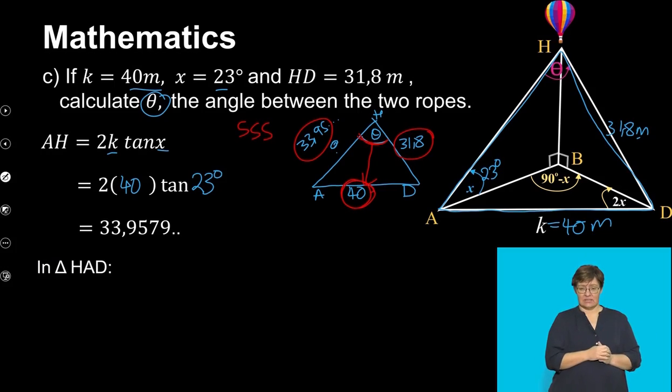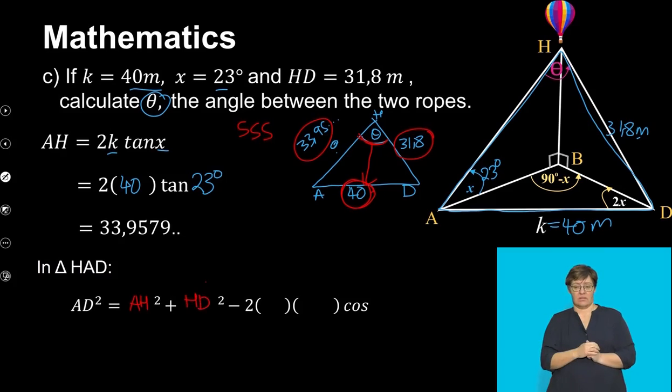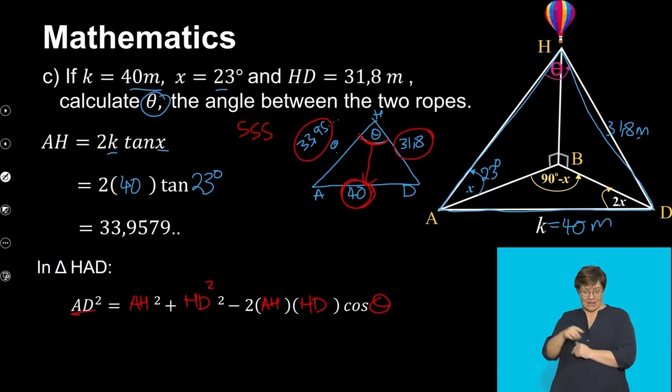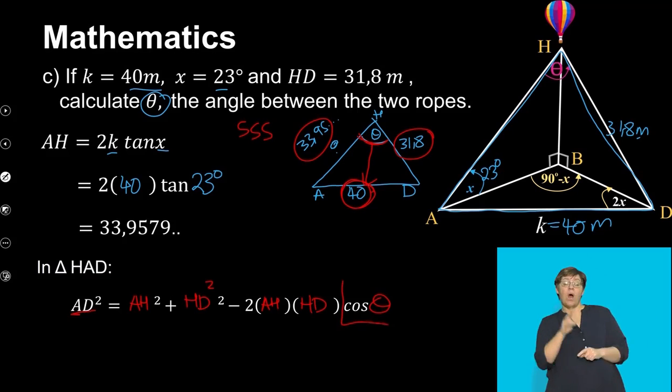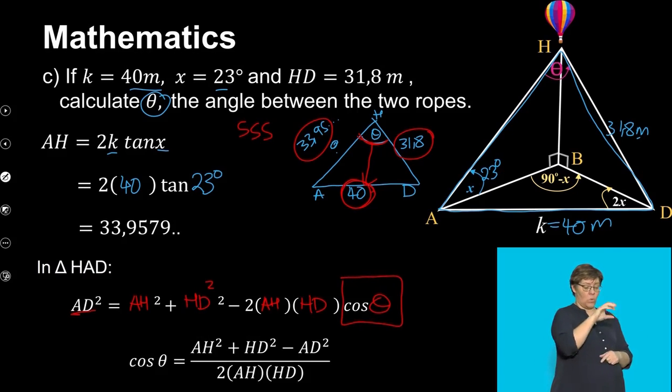So let's see how we're going to do that. We're going to say in triangle HAD, AD squared will equal AH squared plus HD squared minus 2 AH HD cos theta. And remember because we started off with AD, we're going to end with the angle across from it, and the angle across from AD squared is theta. Now we're going to rearrange this because remember we are looking for cos of theta. So we're going to make cos of theta the subject of the formula. So it will be AH squared plus HD squared minus AD squared divided by 2AH HD.